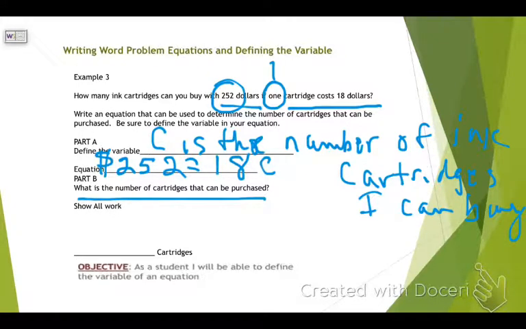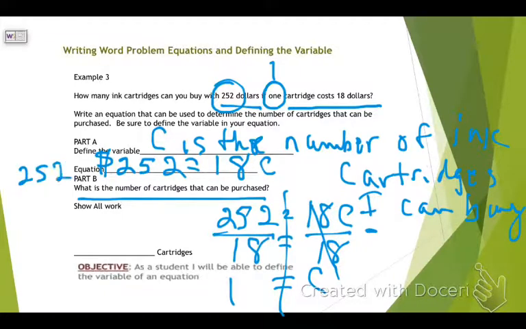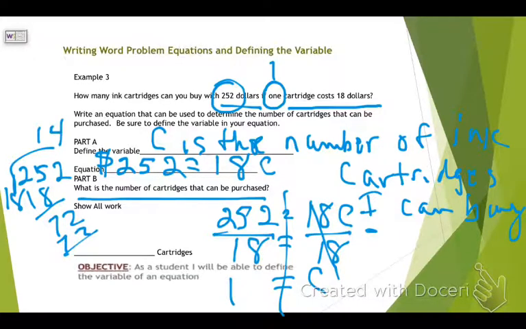Alright, right there. We want to show all of our work. So let's do it. 252 equals 18C. Draw a line down the middle. I'm multiplying over on this side, so I have to divide this by 18 so I can get 1C, so I can get the C isolated on a side by itself, right? And on this side, I'm going to divide by 18. Let's see, what is 252 divided by 18? I got 18 here. That's 72. That would go 4 times. Alright, there we go. So I can buy 14 cartridges of ink. Right there it is. Okay?